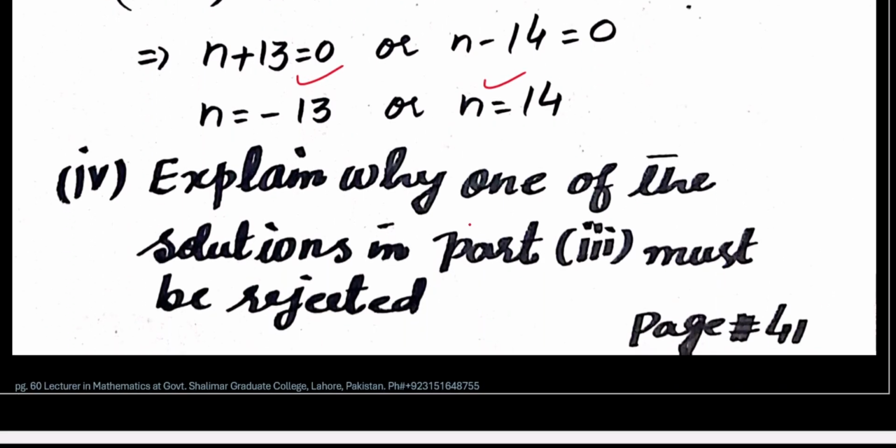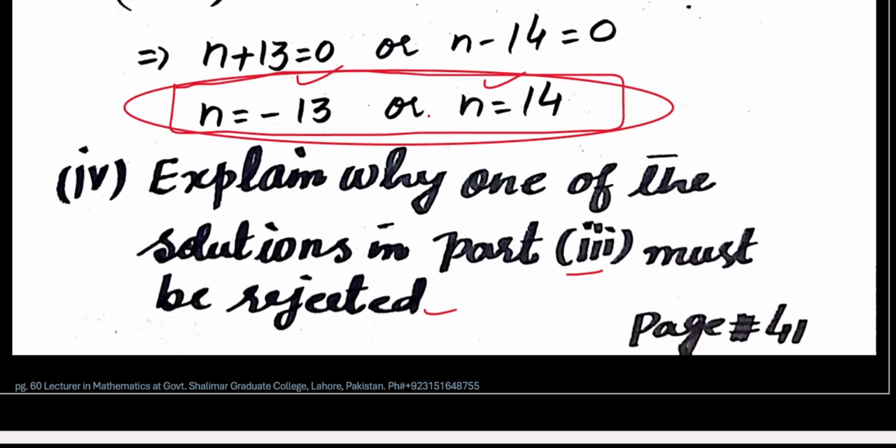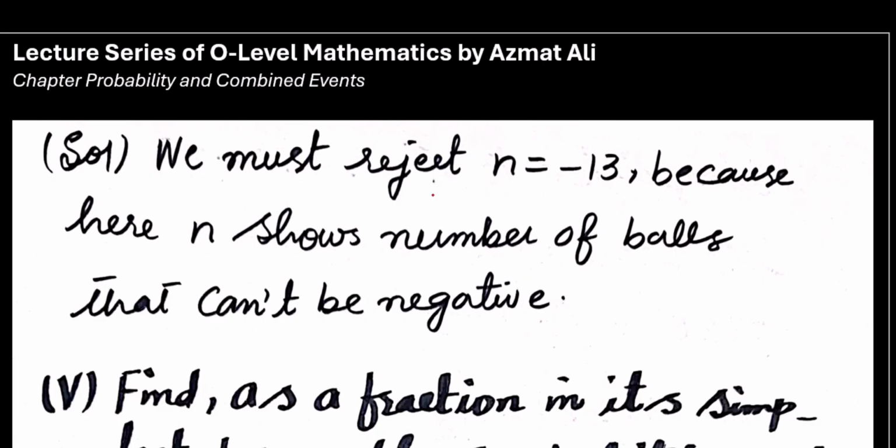Fourth part, explain why one of the solutions in part number 3 must be rejected. In part number 3, we have found these two values of n. Now we have to reject one of the values. We must reject n equal to minus 13 because here n shows the number of marbles. Sorry, these are marbles, not balls. The number of marbles cannot be negative, because the number of marbles, number of balls, etc. are always positive integers. So that's why we will reject n equal to minus 13 here.